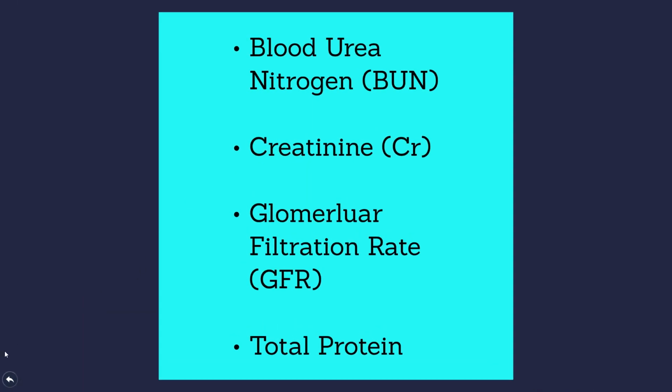Here's a list of some of the most common labs that you will see be abnormal in someone that has kidney dysfunction. The first one being the BUN, or the blood urea nitrogen. Urea is a byproduct of protein breakdown, and that builds up in the blood because the kidneys are unable to excrete this. Normal values for that are between 7 and 18, and this is always going to be increased in someone with renal dysfunction because those kidneys can't excrete this waste product, this byproduct of protein.